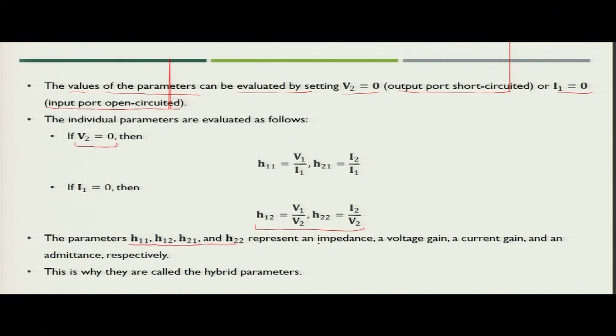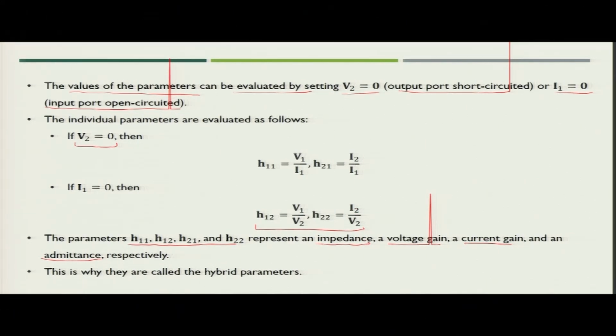Now, what do these parameters represent? H11 represents the impedance, because it is a ratio between V1 and I1. H12 is the voltage gain, because it is a relationship between V1 and V2. H21 is the current gain, because it is the ratio between I2 and I1, and H22 is the admittance, because it is a ratio between I2 and V2.